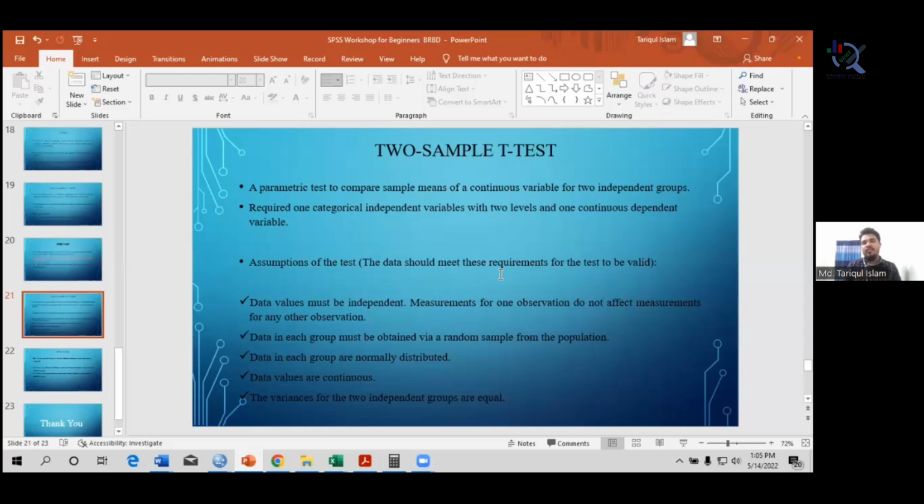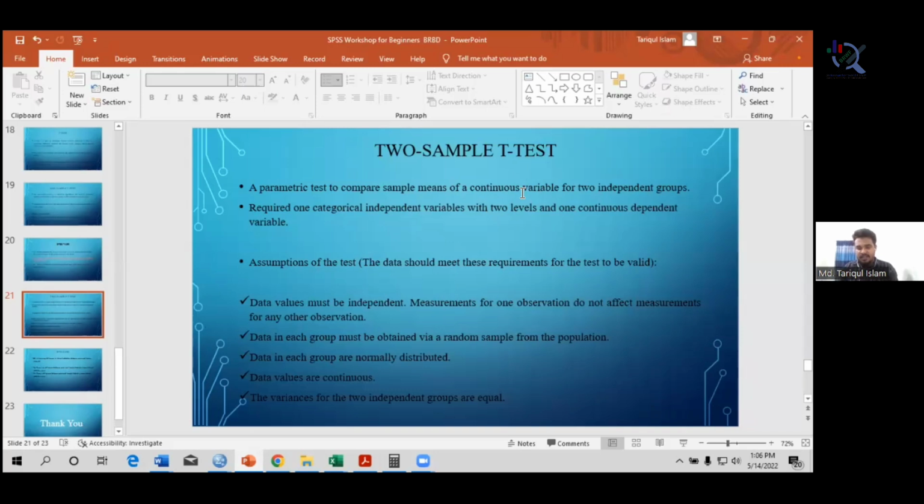So we were talking about the two sample t-test. In the two sample t-test, there should be independent groups and a dependent variable, I mean the continuous variable, and based on the two independent groups, we can describe whether there are any differences.